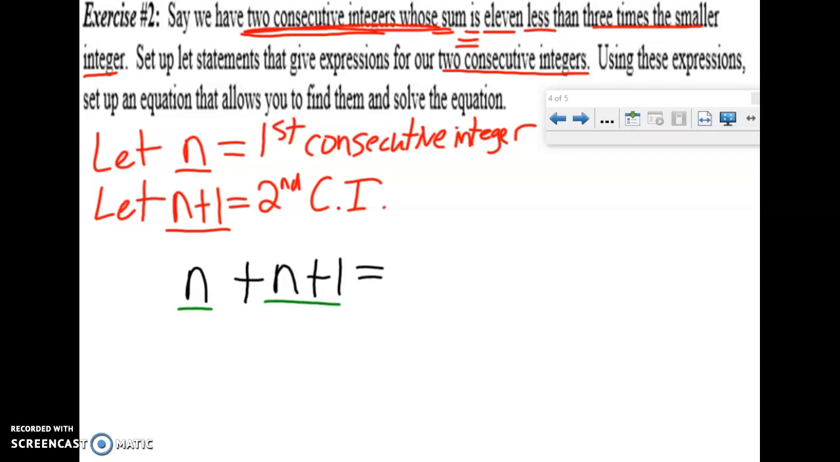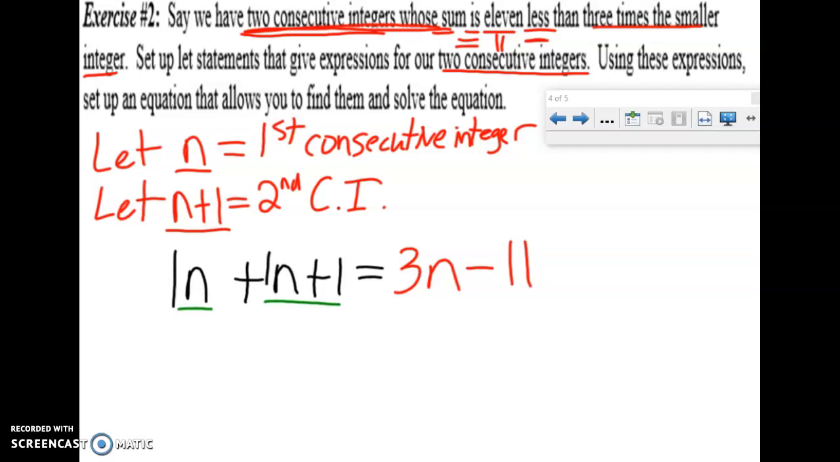Now the next part is being able to break it down and come up with those operations. 11 less than, remember that 11 less needs to be held off because it's after the problem. So after what? 3 times the smaller. Well, if we were to look at this, which one's smaller, the first or the second? Clearly the first one, because we added 1 to it to get the second one. So it's going to be 3 times the smaller, so just 3 times n. Now we can go back and do the minus 11.